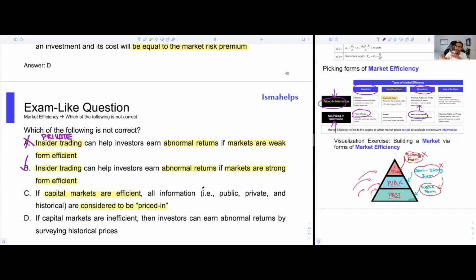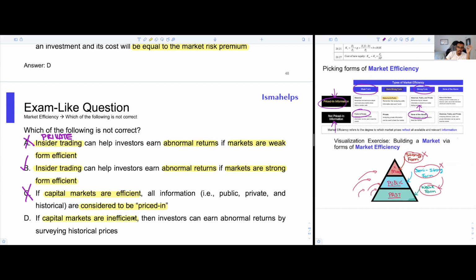All right. If we go back to our framework, we said the information priced in under a strong form of market efficiency consists of historical information, public information, and private information. And for that reason, C is extremely true. For that reason, that's not what we're looking for. So let's go with D.